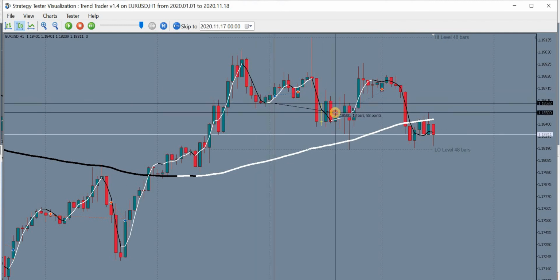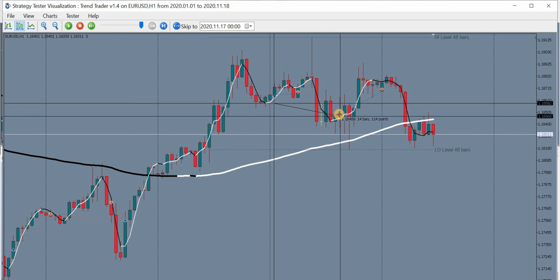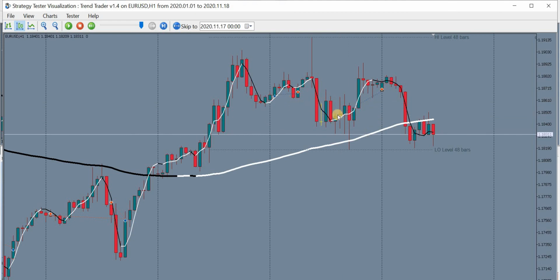Maybe I forgot to say this. The expert advisor considered the distance between the last trade, only if the last trade is open, between an open trade and a signal that happens.